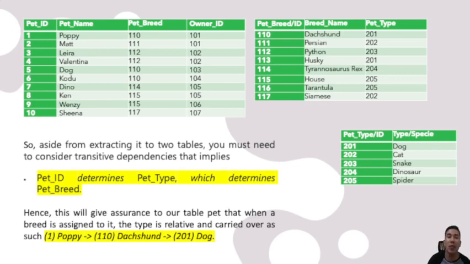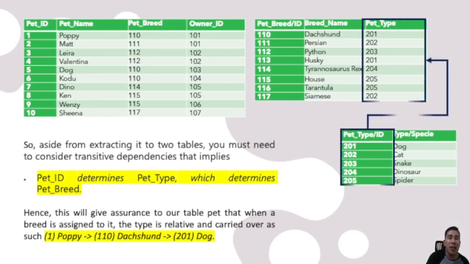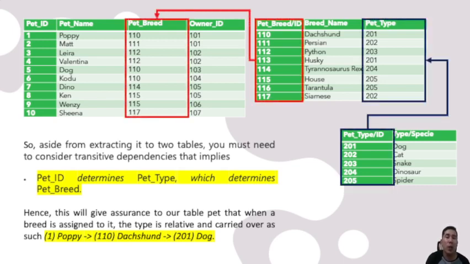But this time, notice that our pet type is a table that is directly connected to a breed, because a breed is identified by a type. When we talk about Dachshund, Dachshund is assigned to a dog and Persian is assigned to a cat. And this would guarantee that whenever we assign a breed, let's say Dachshund, Persian, Python, to our pet, the type is carried over.